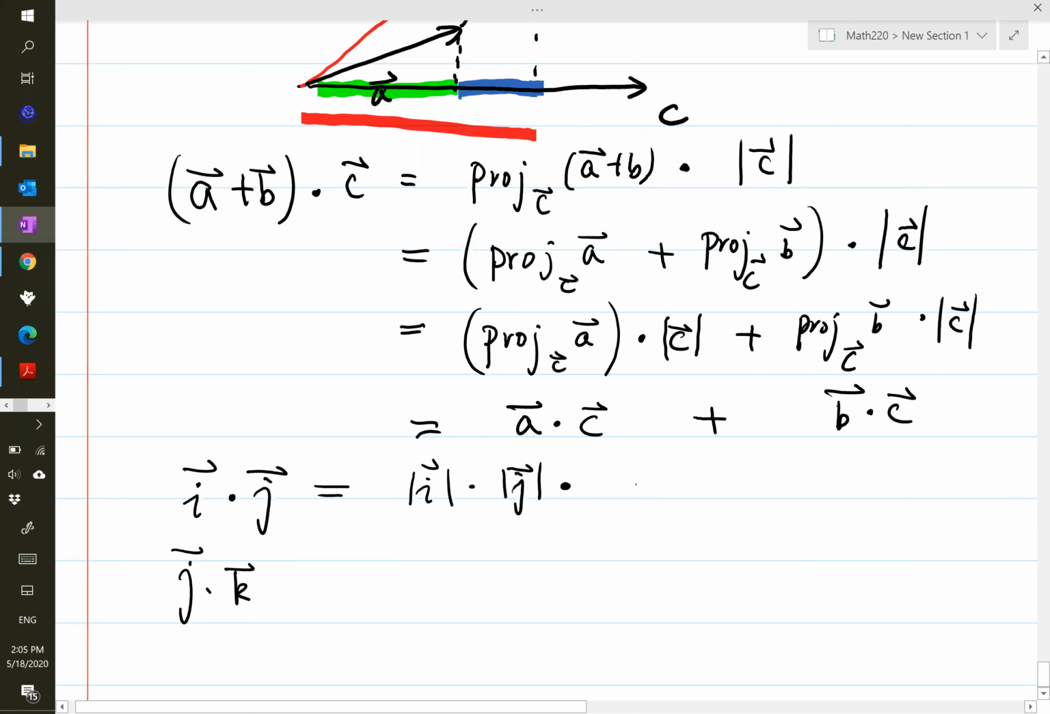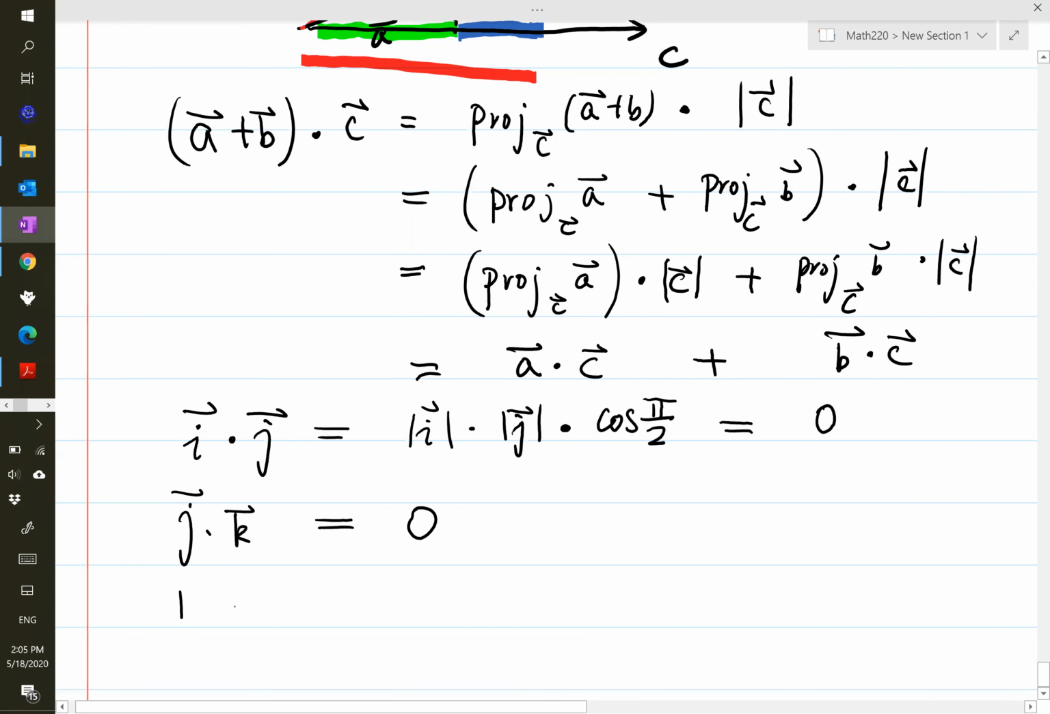The angle between them is pi over 2, 90 degrees. So it's cosine pi over 2, or cosine 90 degrees, which gives us 0. So i dot j is 0. Similarly, j dot k, the angle between them is again 90 degrees, pi over 2, so this is also 0. Now k dot i is again 0.